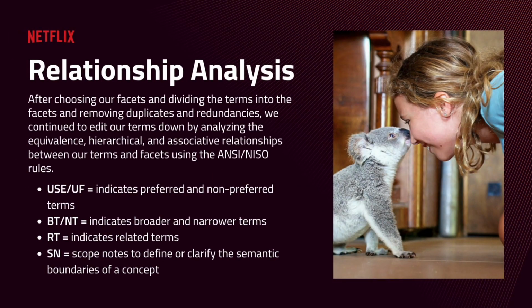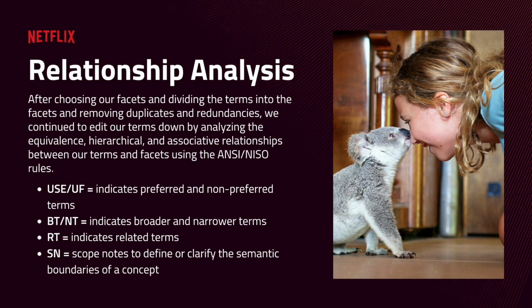Using the facets, we then analyzed the relationships between our terms and facets in accordance with the ANSI-NISO rules. I'll discuss those in a minute, but we used conventions to showcase the many relationships between our terms. For instance, we use USE and UF to indicate preferred and non-preferred terms, BT-NT for broader and narrower terms, RT for related terms, and SN for scope notes that define and clarify the semantic boundaries of a concept.